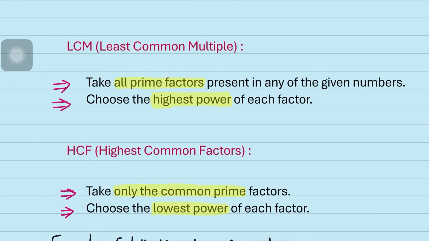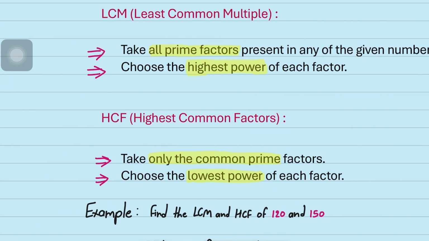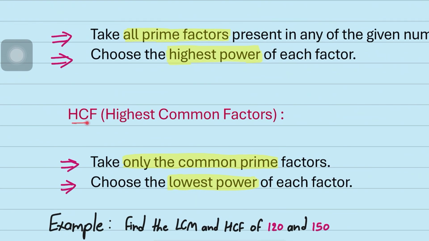What I mean is, we will understand them a little more in the future. HCF means highest common factor. And there are again two rules to find the HCF of any number. One says take only the common prime factors and choose the lowest power of each factor.